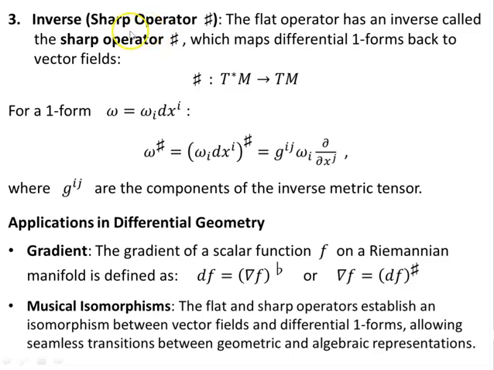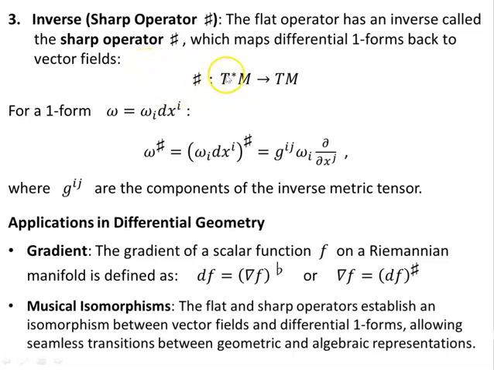The inverse sharp operator now. Now this is the inverse operation. So the flat operator has an inverse called the sharp operator, sharp, which maps differential one forms back to vector fields. Remember, the flat took us from a vector field to a differential one form, and now the inverse map, the sharp operator, goes from the differential one form back to the vector field.